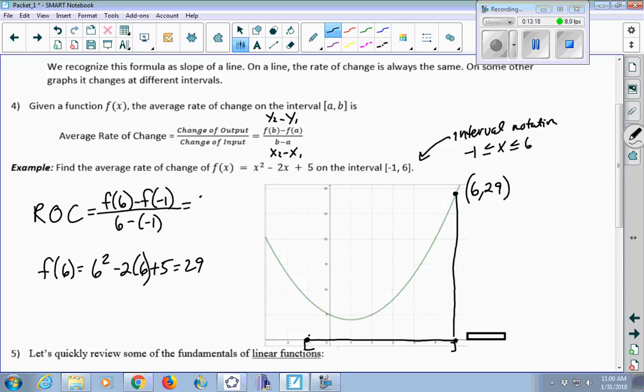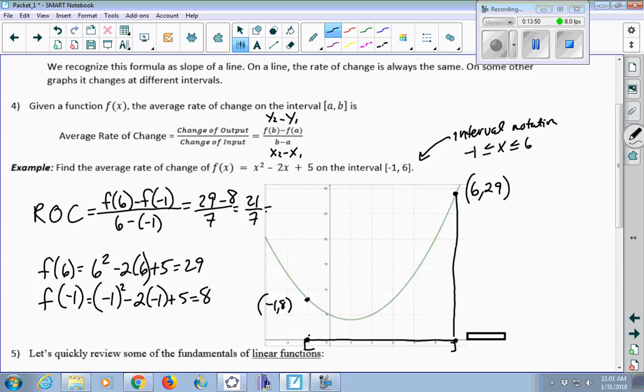Okay, so that's 29. And f of -1 is -1 squared minus 2 times -1 plus 5. That's 1 plus 2 plus 5 is 8. And over here, you go up to your graph and you're at a height of 8. Okay, so that's 29 take away 8 all over 7, which for once in this class we get a nice integer for an answer, 3. So the average rate of change is 3 to 1.